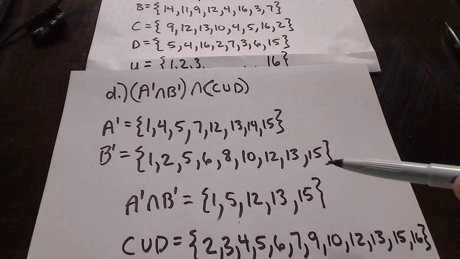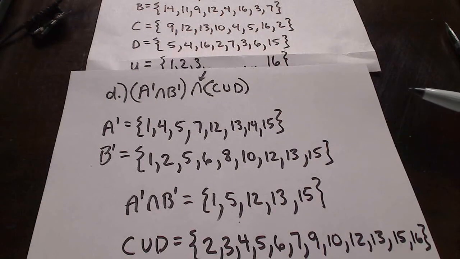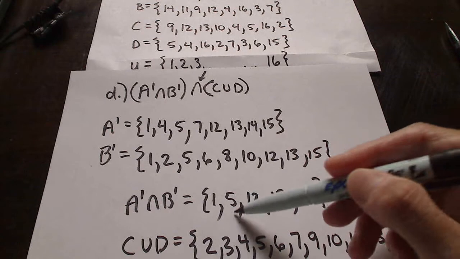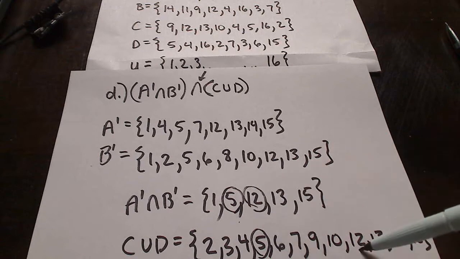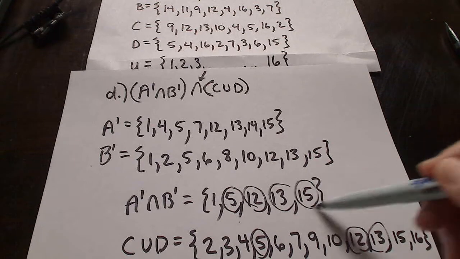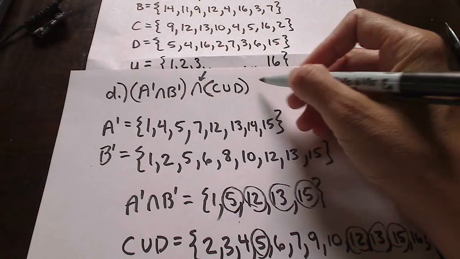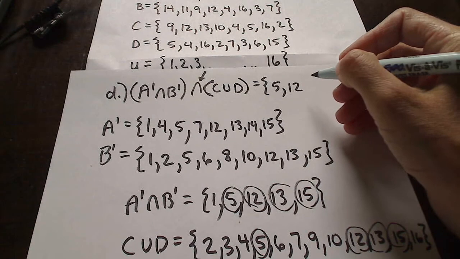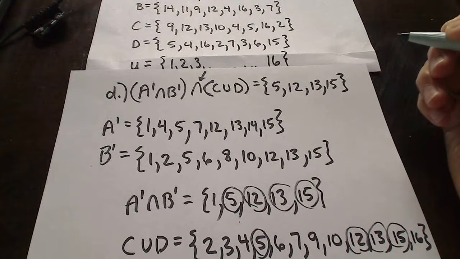All right, so now what we're doing is we're taking these two sets and we're looking at the intersection of them, okay? So that means, what do they share in common? So they don't share in common the 1. It does look like they share in common the 5. They do share in common the 12 and the 13 and the 15. Okay, so to answer this question then, it would be the set containing the elements 5, 12, 13, and 15. I feel like somehow I made a mistake there.